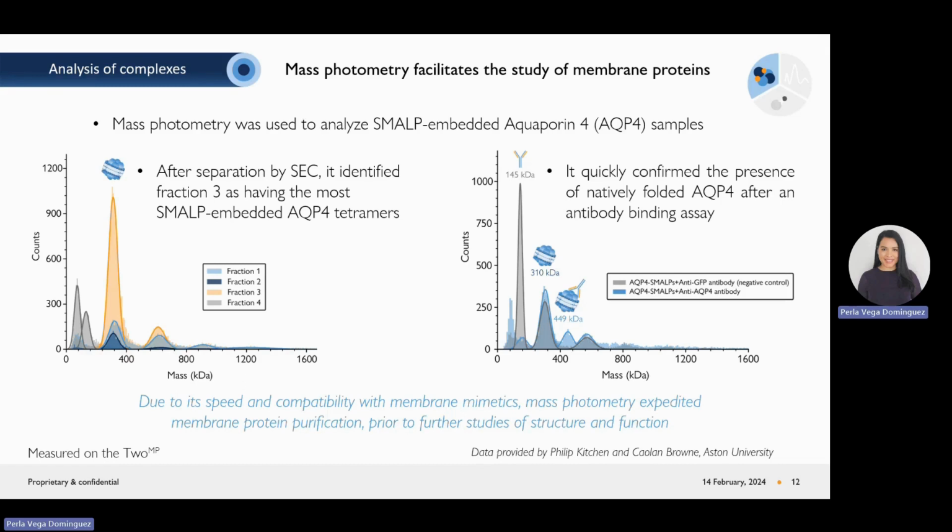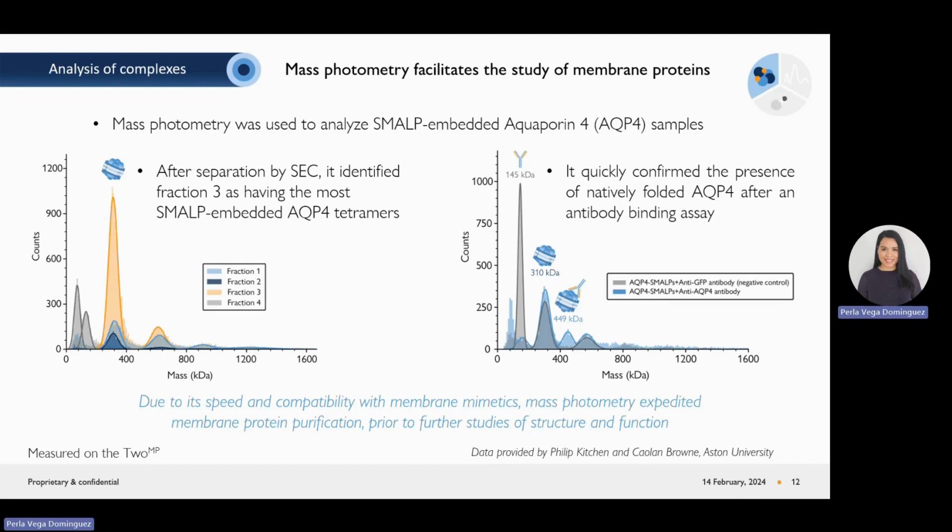So here in gray, we see the negative control, and we see mostly free antibody and the aquaporin 4 complex. But on the positive control, we not only see a little bit of the free antibody and the aquaporin complex, we also see a species at around 449 kilodalton, which corresponds to one antibody binding to the aquaporin 4 complex.